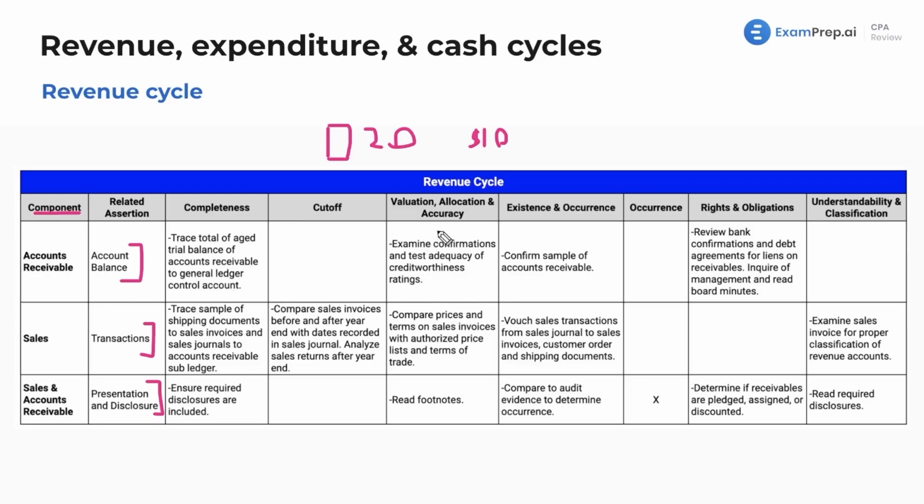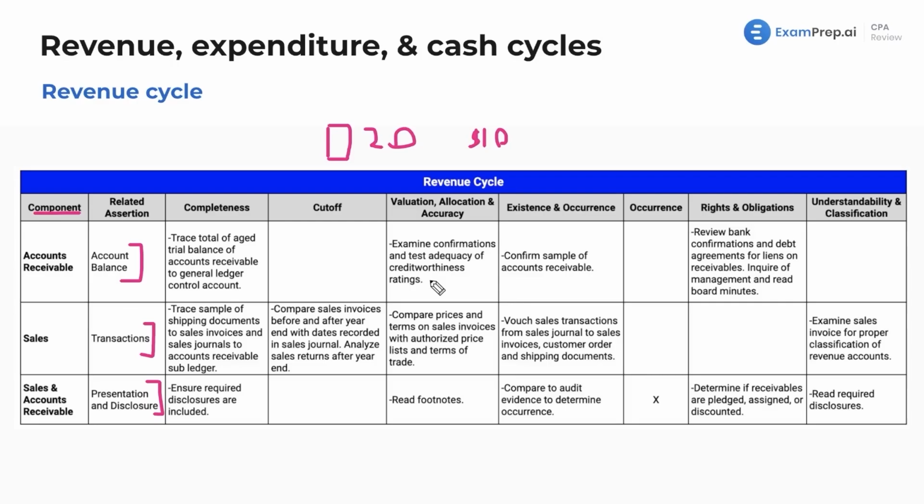Next up, valuation, allocation, and accuracy. How are we going to test that for accounts receivable? Well, we want to examine confirmations and test the adequacy of the credit worthiness ratings. Because accounts receivable, the biggest factor that is going to determine the valuation of them is going to be our possible aging schedule and the fact that we may not receive them. It's going to be our allowance for doubtful accounts, the fact that we have to write them down.